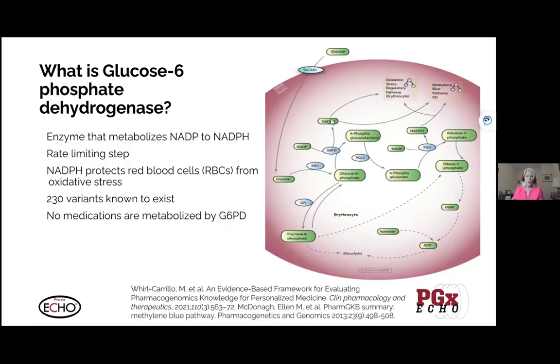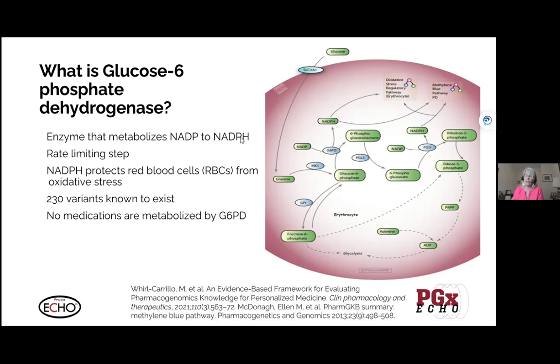NADPH is a very important part of our red blood cells because it protects the red blood cell from oxidative stress and from breakdown by free radicals and lysis of the red blood cell. So if we don't have much G6PD, then we're not going to make much NADPH, and that red blood cell is not going to be very well protected.